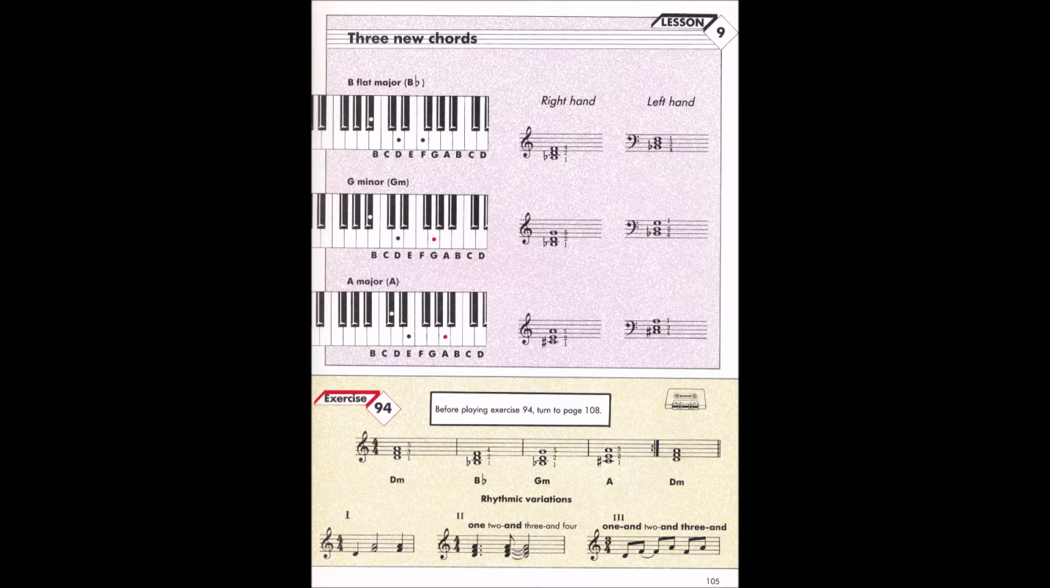As usual, we'll move on to play the same sequence of chords in a variety of different rhythms. Here's how the first variation begins. Now the start of the second. And finally, the third. As always, once you've mastered exercise 94 and the variations with your right hand, practice them with the left hand as well.